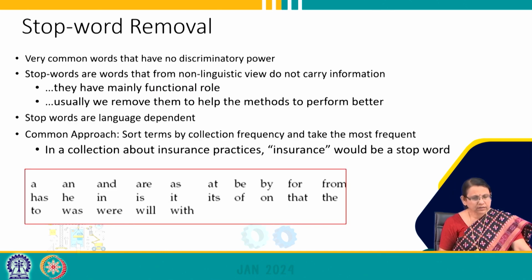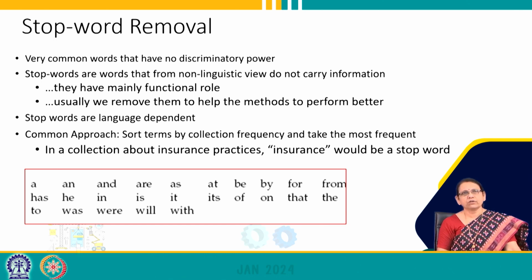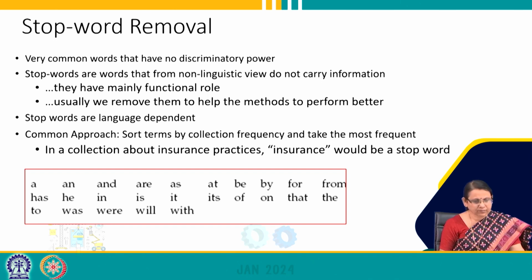Now, coming to the next stage: you have now tokenized the data and you have got many terms. Those terms, as I told you, follow some kind of power distribution. There are some terms which occur so frequently that they have no discriminatory power, and they cannot describe any kind of relationship among the terms. Such terms are called stop words.